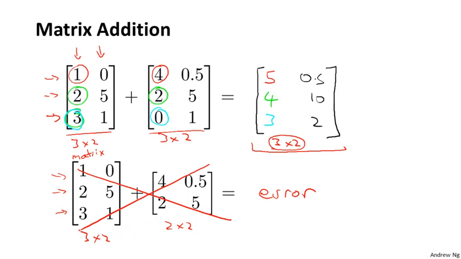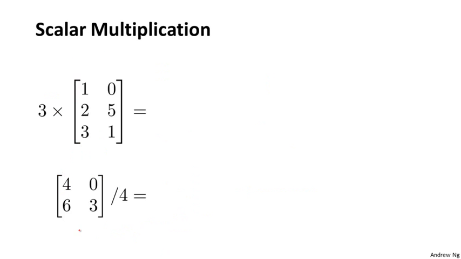So that's matrix addition. Next, let's talk about multiplying matrices by a scalar number. And a scalar is just maybe an overly fancy term for a number or a real number. The scalar just means real number. So let's take the number 3 and multiply it by this matrix. If you do that, the result is pretty much what you'd expect. You just take the elements of the matrix and multiply them by 3 one at a time.